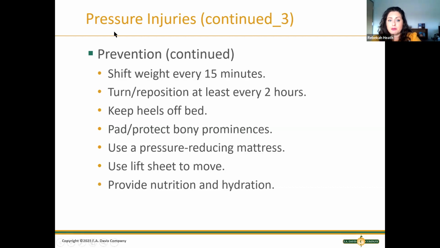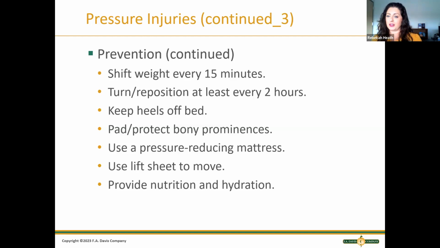So another couple things we can do for prevention, we want to have the patient shift their weight every 15 minutes. Just like we talked about in class, there can be injury that starts from pressure within 15 minutes. So like we said, we want to turn and reposition every 2 hours, but we want to encourage our patients, if they can, to shift that weight every 15 minutes. Now that's not possible for all patients.